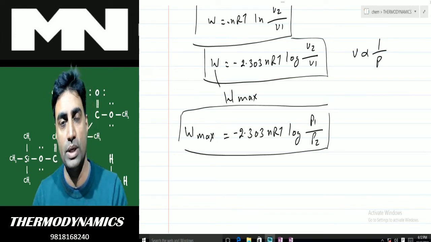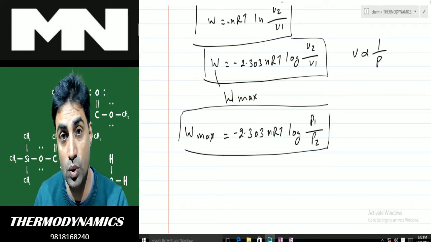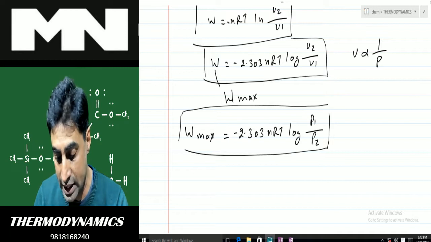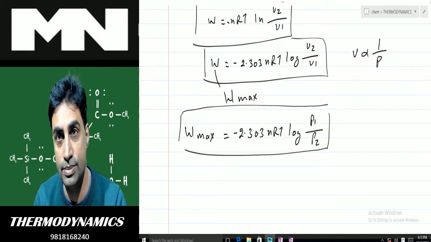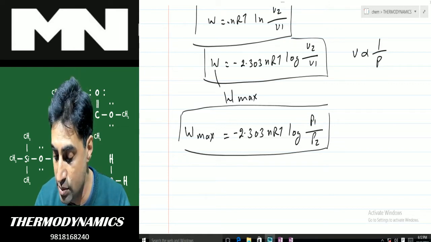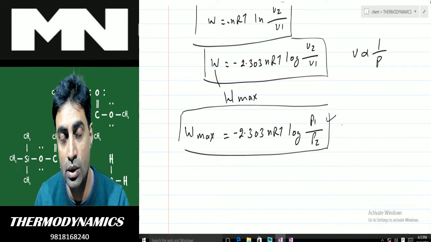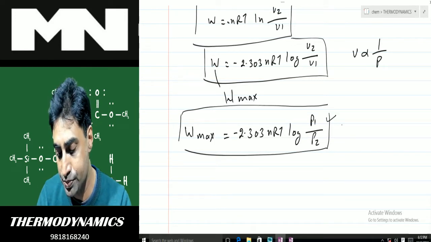Hello students, welcome back. In the last class, we did work done, that is work done in a reversible and isothermal system. So work done in an isothermal and reversible system, as you can see here, is also known as the maximum work done, because the work done under reversible condition is always maximum.